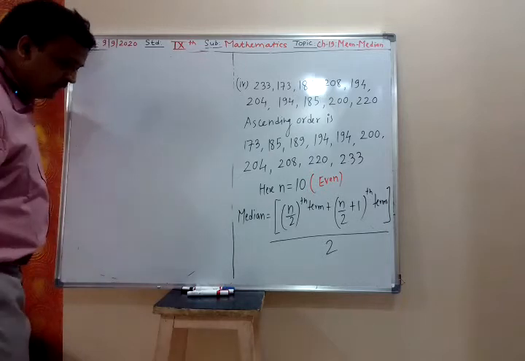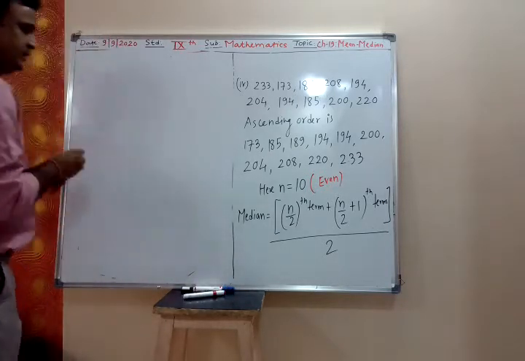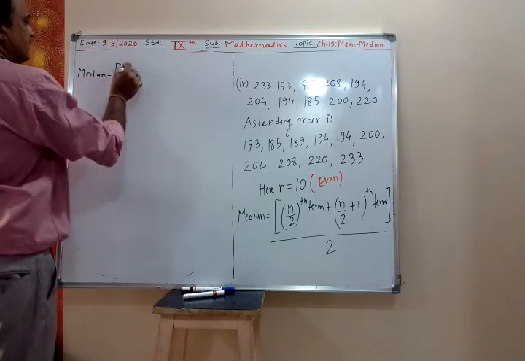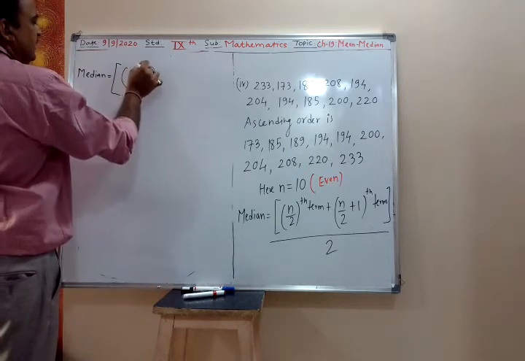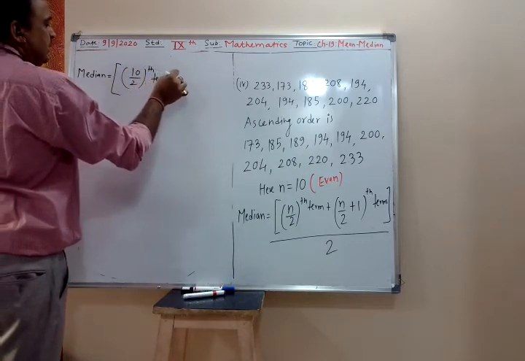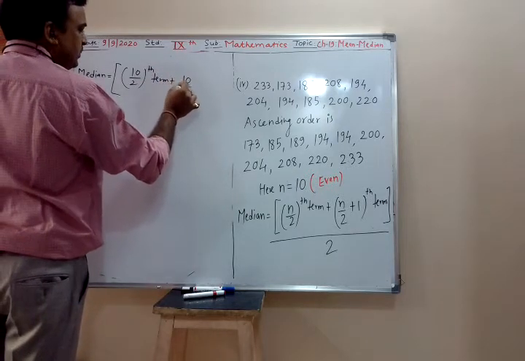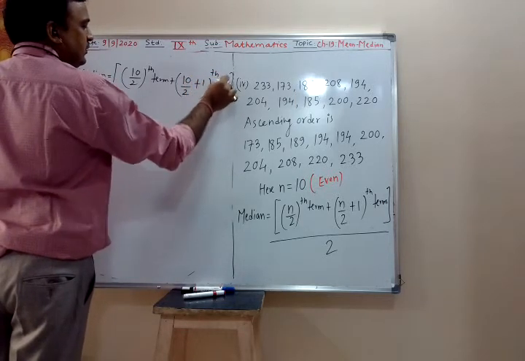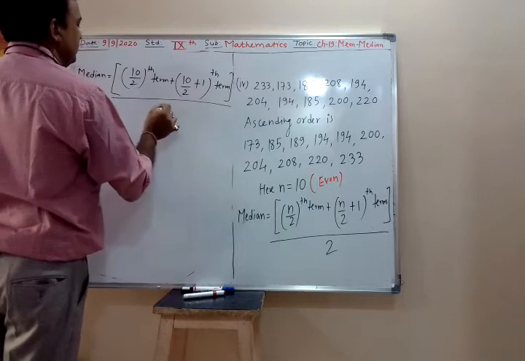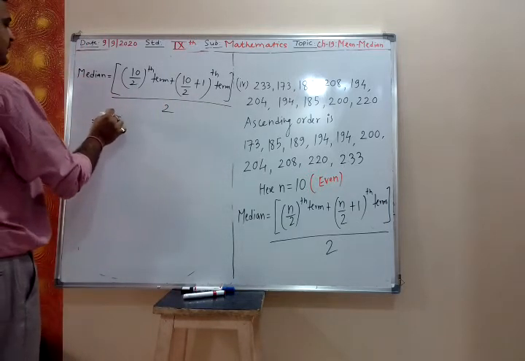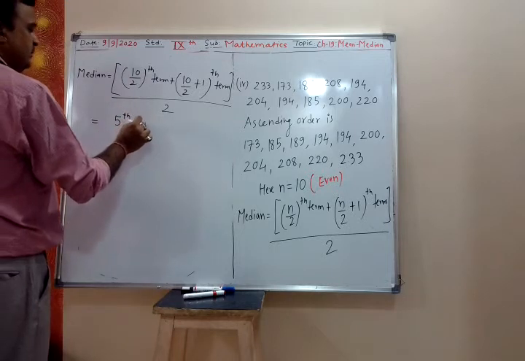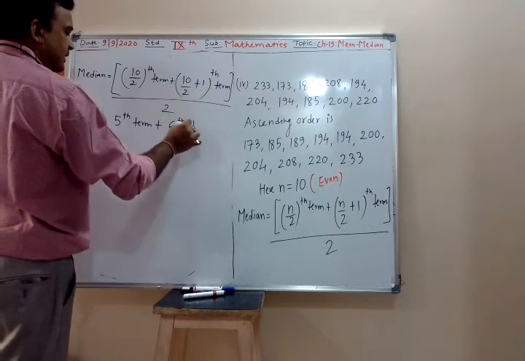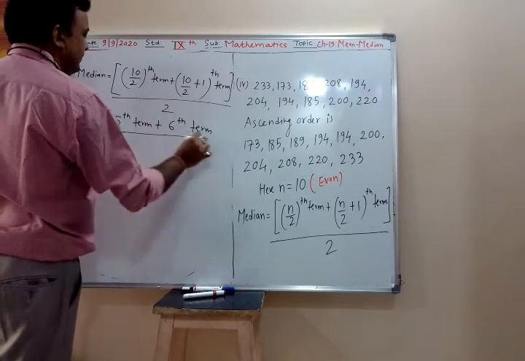So now let us solve this. So median is n by 2, n is 10. So that is 10 by 2th term plus 10 by 2 plus 1th term, whole divided by 2. So 10 by 2th term means 5th term, plus 10 by 2, 5 plus 1, 6, 6th term. 5th term plus 6th term divided by 2.